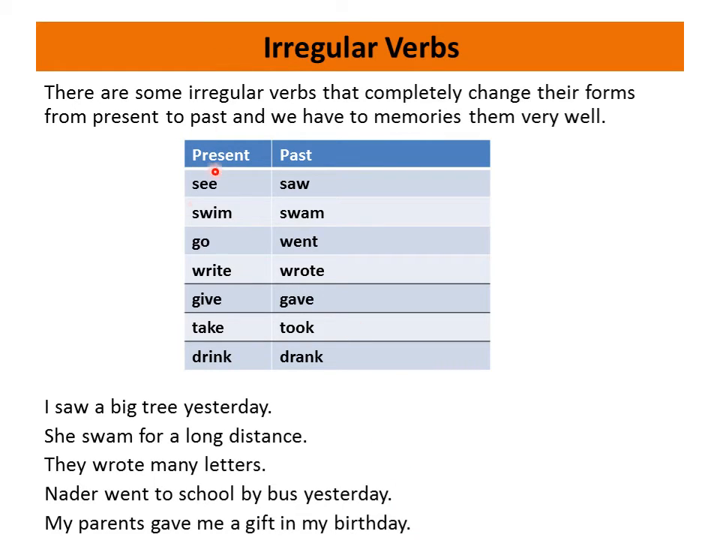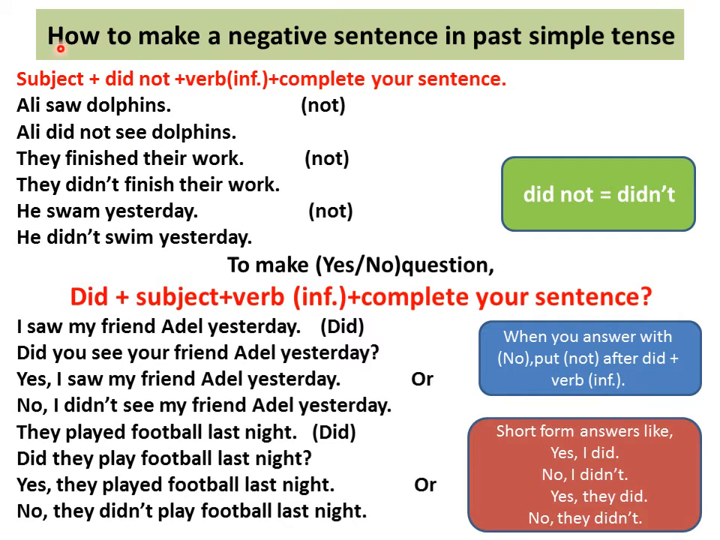So we call these verbs what? Irregular verbs. Irregular means that they don't follow the rule. We don't add ed to these verbs. How to make a negative sentence in past simple tense? Just start with the subject, then did not, then put your verb in infinitive, then complete your sentence. Example: Ali saw dolphins. Don't forget that we changed saw.